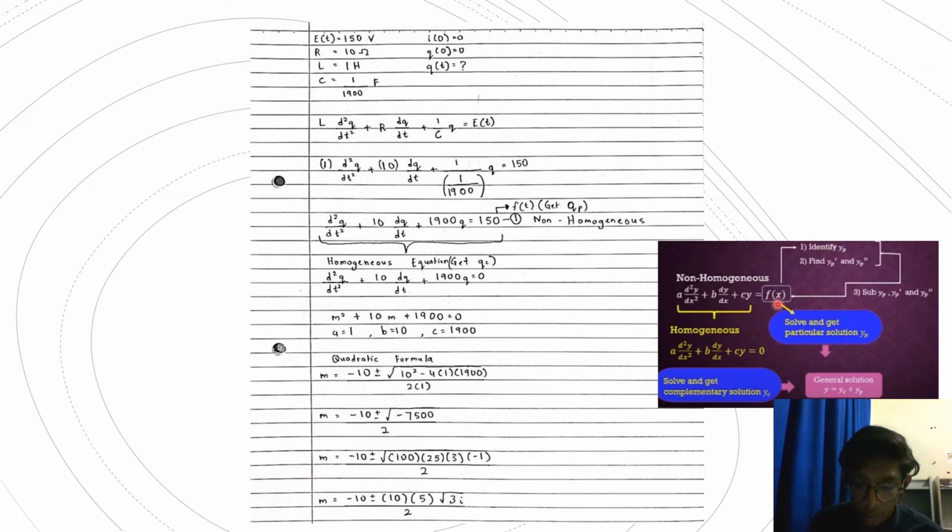In this topic of non-homogeneous equations, we have to convert the non-homogeneous equation to a homogeneous equation. We have to let the equation equal to 0. Next, we solve this homogeneous equation so that we can get the yc. But in this case, we do not have the variable y. What we have is the variable q, so we will get the qc.